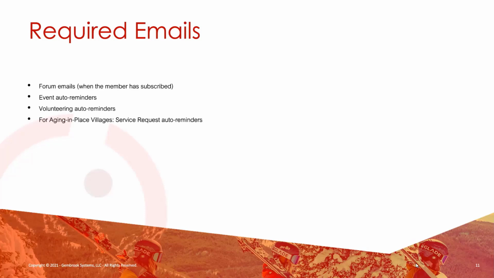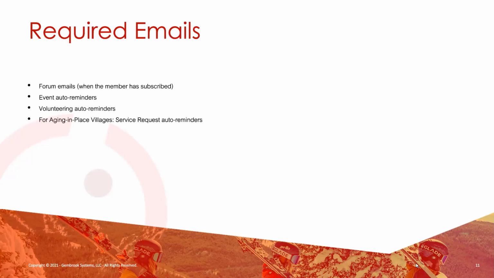Now, if you decide that you do want to turn off system emails, there are some emails that will still come through. Starting at the top of the list, in addition to, of course, transaction-related emails, which will always be sent, there are forum emails when the member has subscribed to a forum. Those emails will always be sent, especially if the member has opted to subscribe themselves.